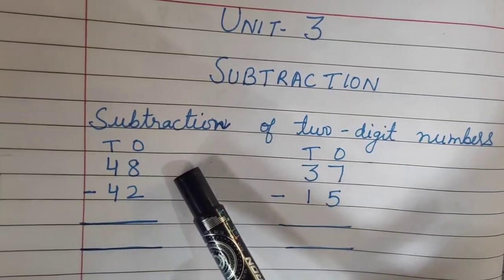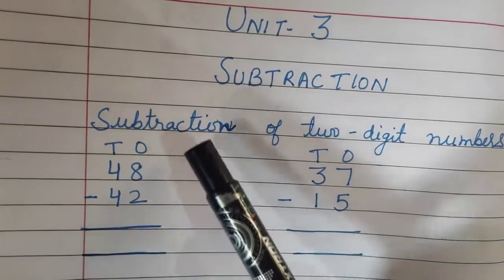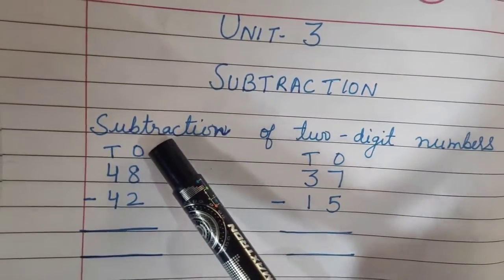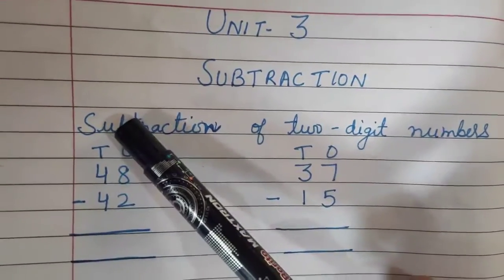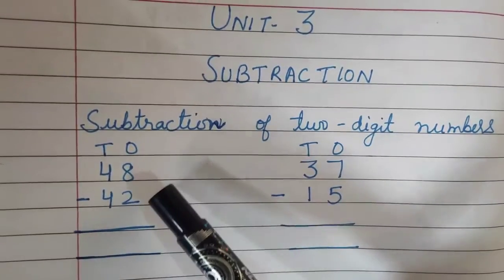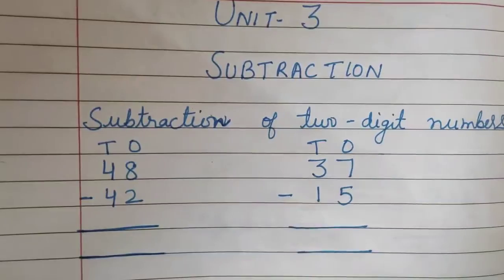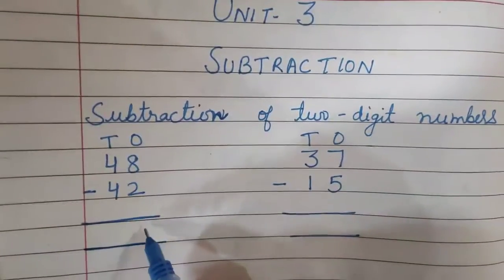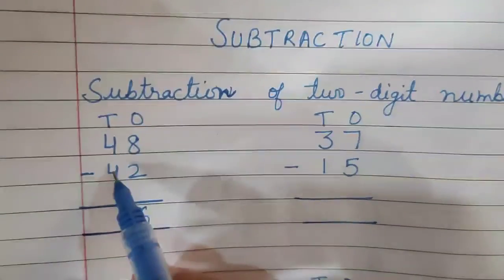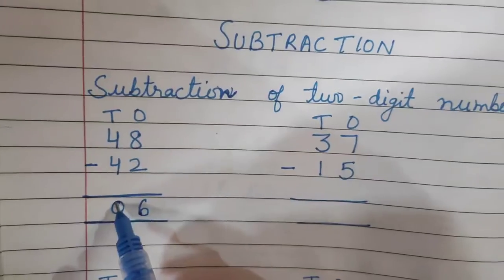We will write 48 above and the second number, 42, below. Now we are going to write their place values also, ones and tens. In the next step, we are going to subtract 2 from 8. When we subtract 2 from 8, we get the answer 6. And when we subtract 4 from 4, the answer will be 0.